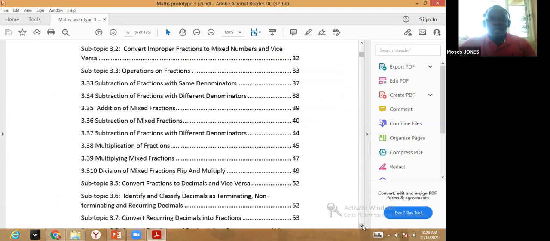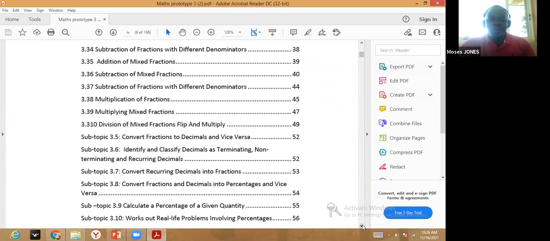Let me take a look at another topic. So you see that all the things here, we had them in primary, but I'm going to show you where the difference comes in. How does it become different from what we need to have? Where does it come in from? That is what we need to look at. Then, moving on, let's look at another topic.